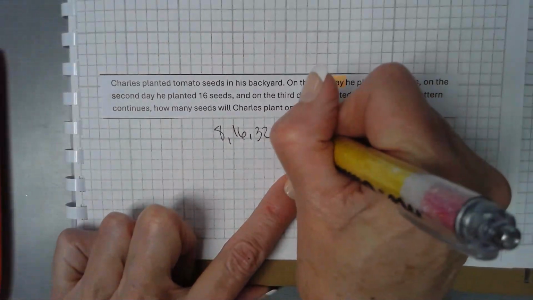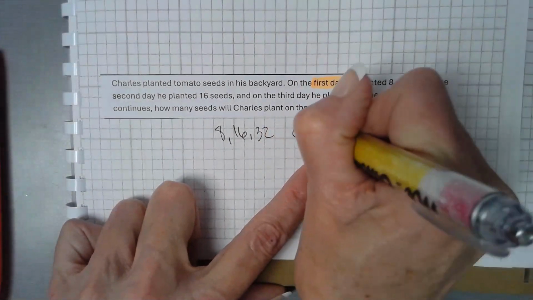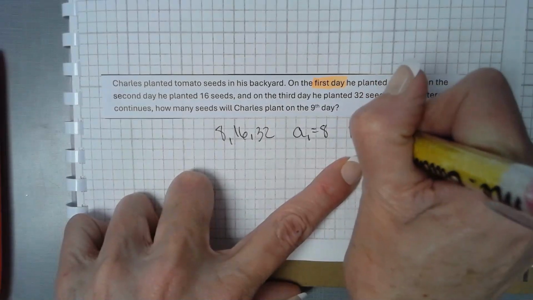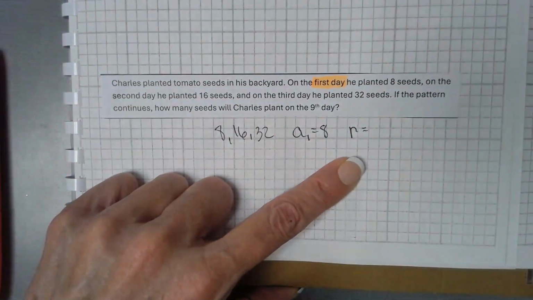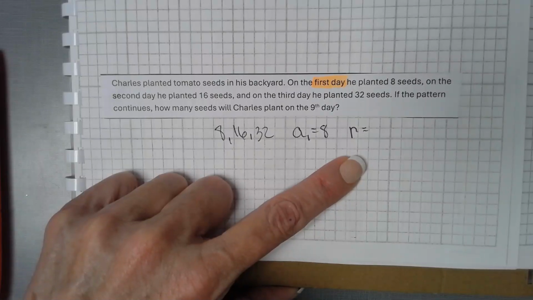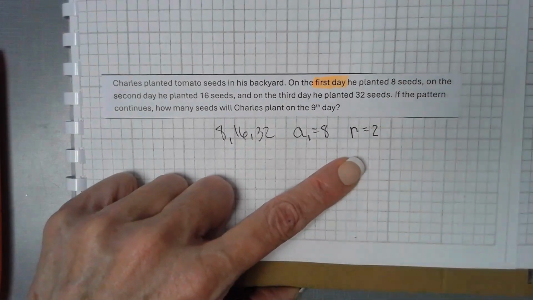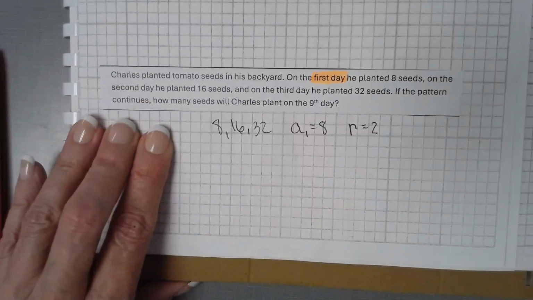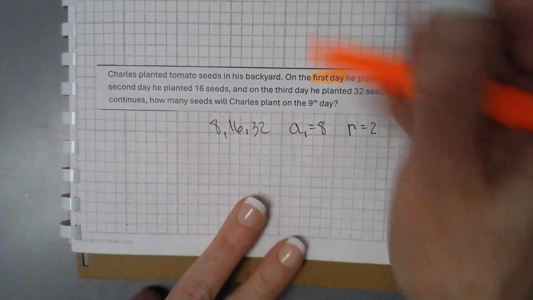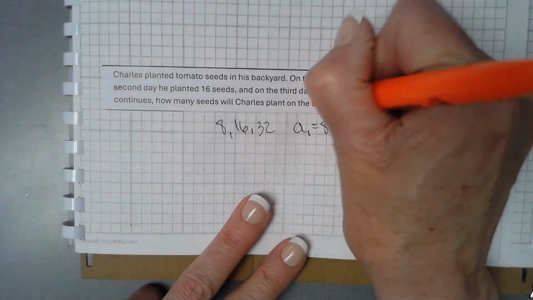So what is the value of my first term? 8. We have a common ratio. What is it? Times 2. Yep, it's 2. And notice it says if the pattern continues, how many seeds will Charles plant on the 9th day?